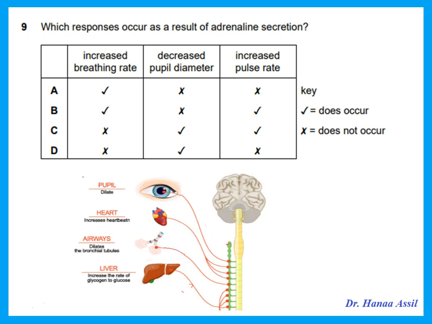We said one of the effects of adrenaline is that it makes the pupil dilate. That means that the pupil becomes wider. So the diameter of the pupil should increase, not decrease. Now, the effect of adrenaline on the breathing rate, well, it makes the person breathe faster. Pulse rate, yes, the pulse means the pumping of the heart increases. So my answer is B.